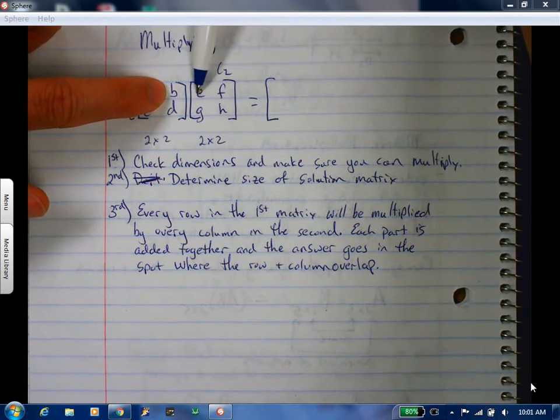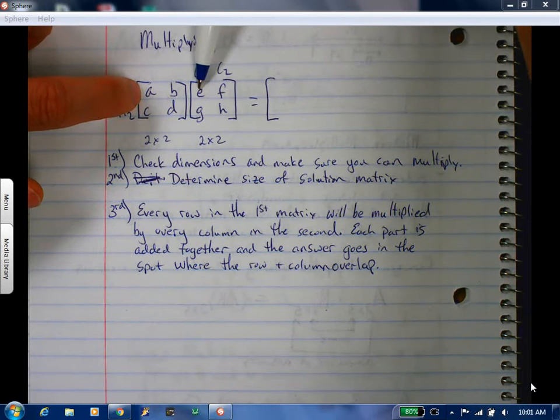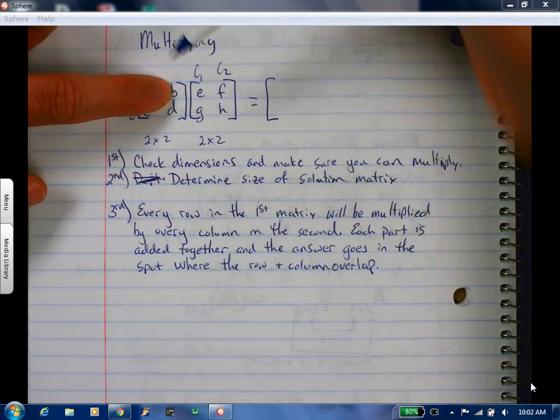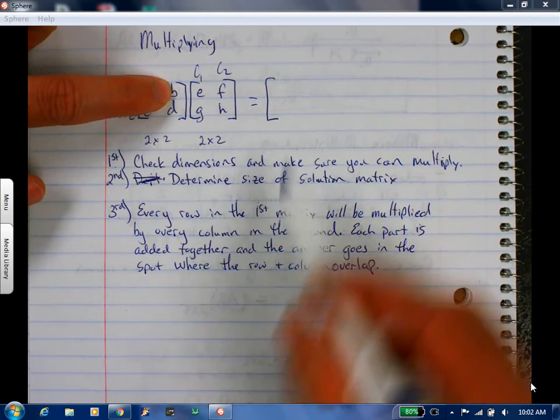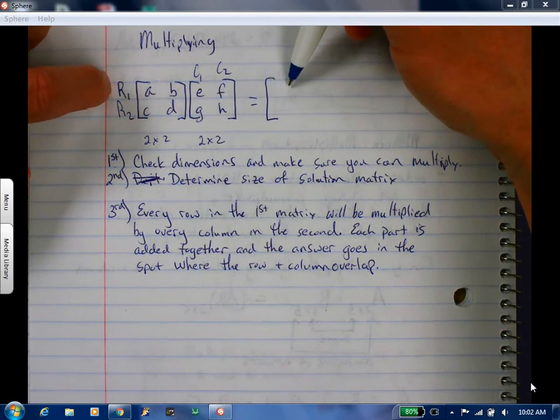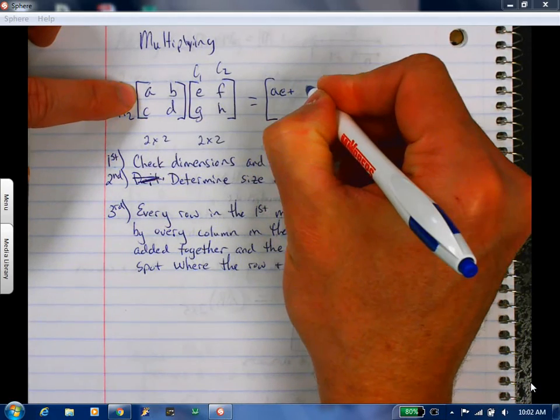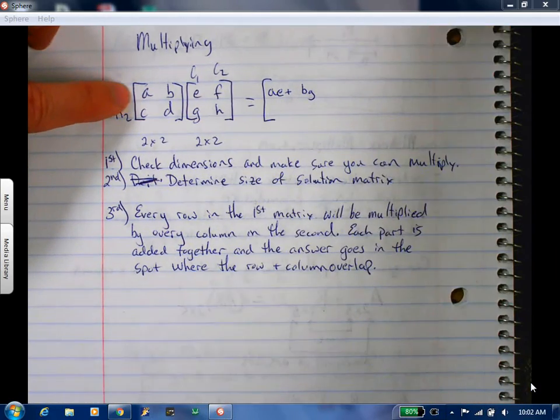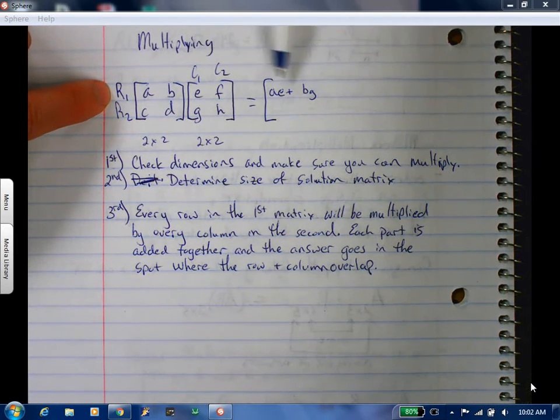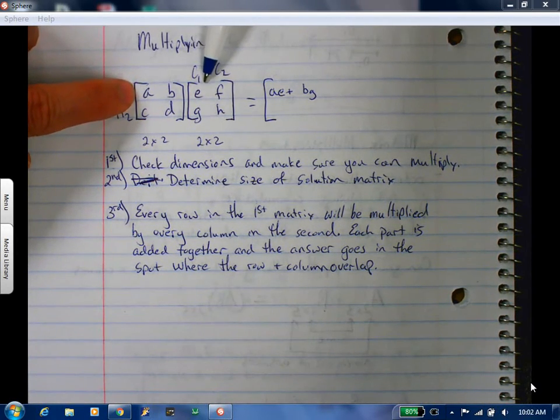So A times E, B will be multiplied with G. So you don't duplicate the letters or the spots. A times E, B times G, each part will be added together. So for this first row, first column, it's going to be A times E plus B times G. So I started first row, first column. The answer goes in the first row, first column. I start at the left, start at the top, multiply, move over, move down, add the parts together.